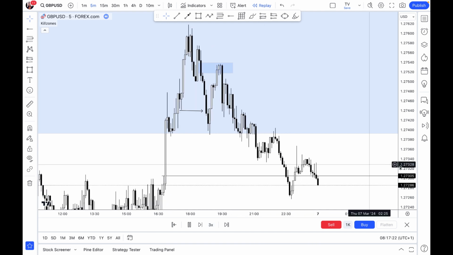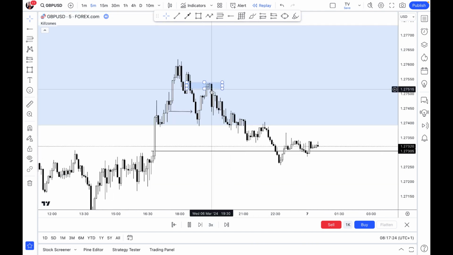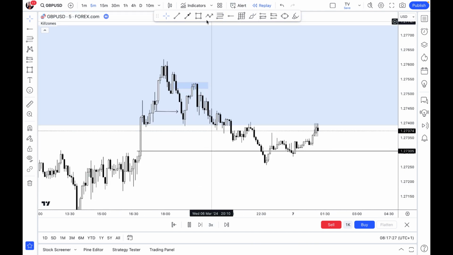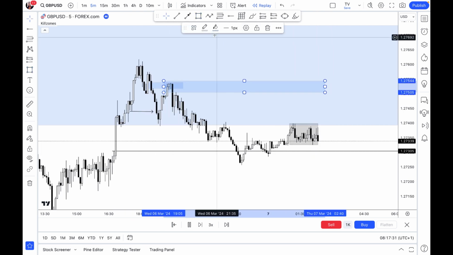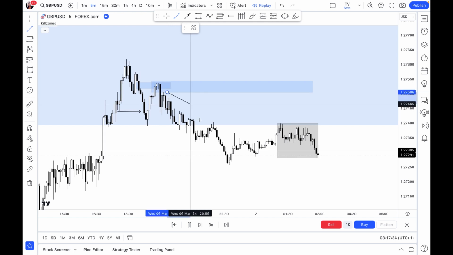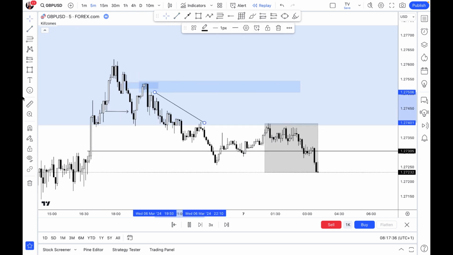So now the next day, which was Thursday, I was now expecting that market was going to sell from this level, because we have now created this level of liquidity right here.